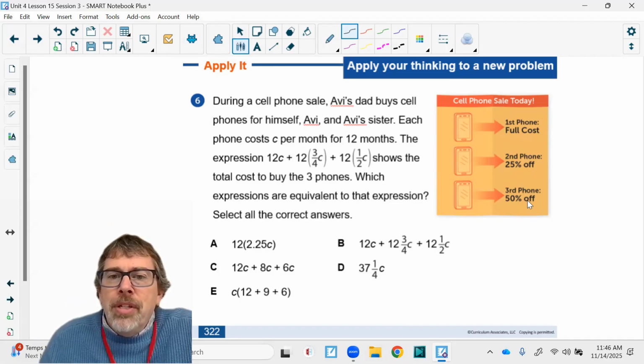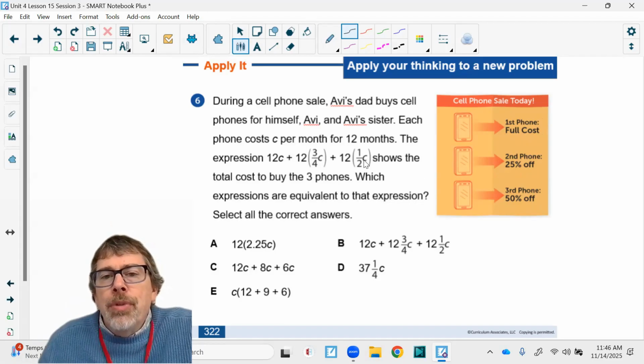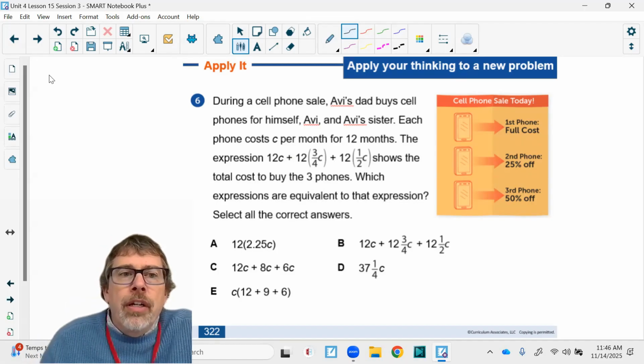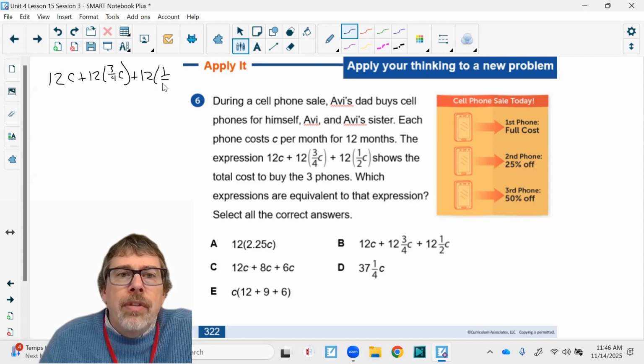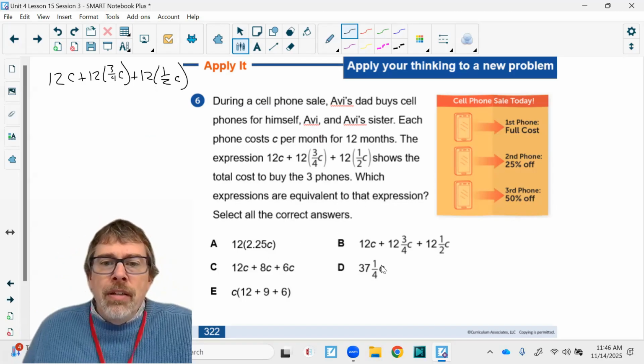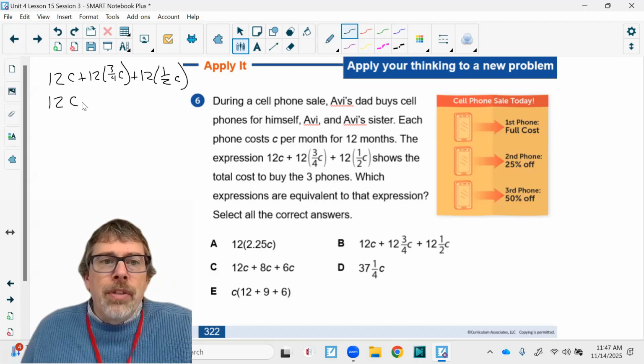Third phone is 50% off. So the third phone here, well, 50% is the same as half. If you're getting half off, you're paying half. So that's what these values represent. It says that shows the total cost to buy the 3 phones. So I'm going to write that over here. I'm going to take 12C plus 12 times 3/4 C plus 12 times 1/2 C. Okay, which expression is equivalent to that expression? These down below. So what I want to do is simplify this. 12C is going to stay 12C.